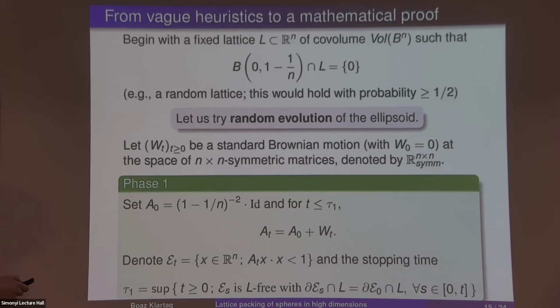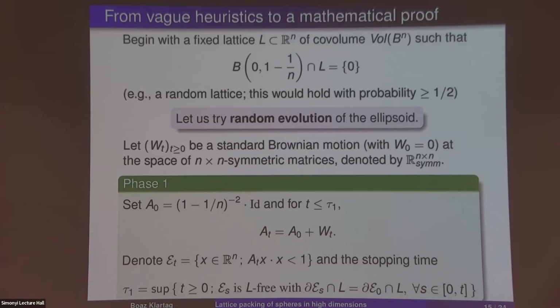And the process looks like this. Remember that the ellipsoid E_t is determined by the matrix A_t. I begin with the identity, roughly the unit ball, and I just add white noise to it. That's all I do, I add Brownian motion. But I have to stop. If I get a point on the boundary, I have to keep it for later times. So I define a stopping time, tau_1, the first time when I encounter some point on the boundary.